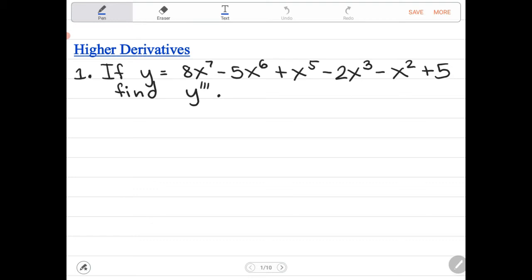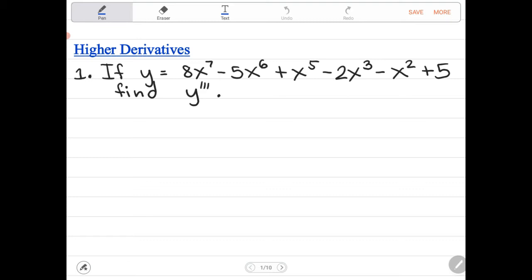Our topic for the discussion today is all about higher derivatives. If you say higher derivatives, from the derivative of an equation, we are going to get the derivative of that answer. Okay? So, let us try to answer this.